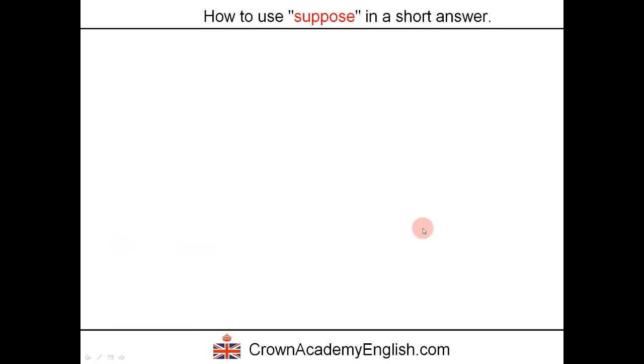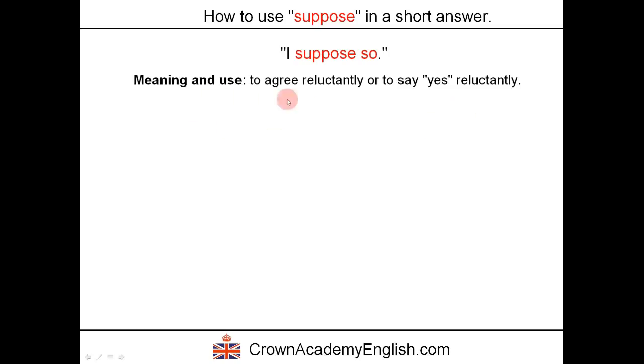Okay? How to use suppose in a short answer. So we have a very useful expression, I suppose so. So when we say this, we are agreeing reluctantly, or we are saying yes reluctantly. So reluctantly means we are not very willing. Okay, we are saying yes, but we are not very enthusiastic. Okay, we don't really want to say yes.